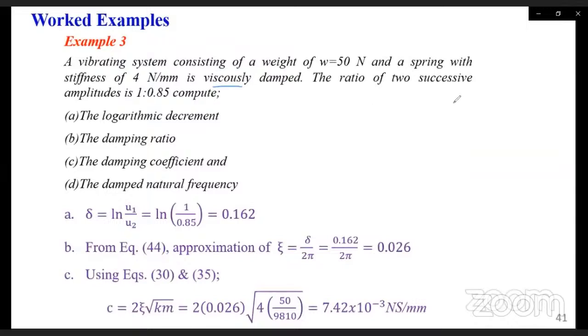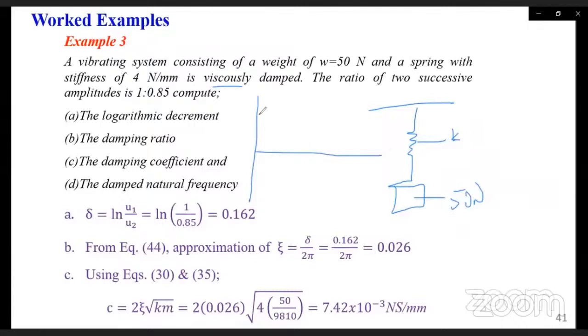So there is our body there, 50 Newtons, and then there is a spring of stiffness K. And we are given the ratio of two consecutive amplitudes. Because it's damped, we know the motion will be like that. This is the second amplitude, and the first amplitude will be greater than the second because the motion is being damped. So you have to determine the logarithmic decrement.